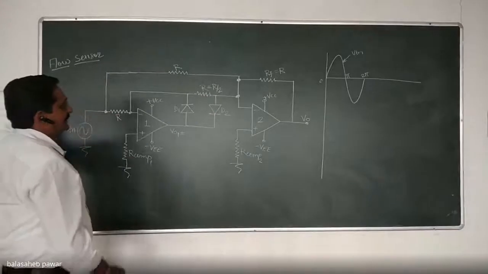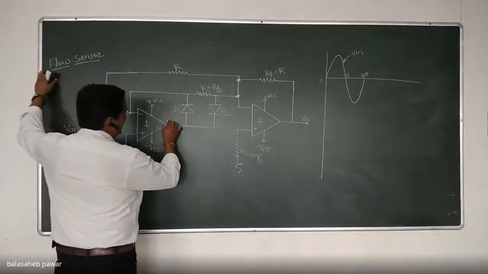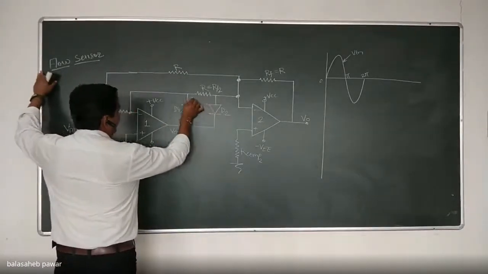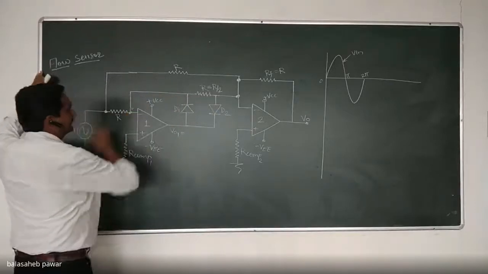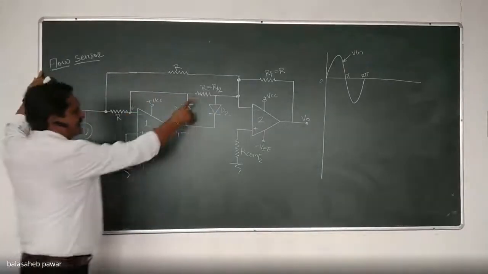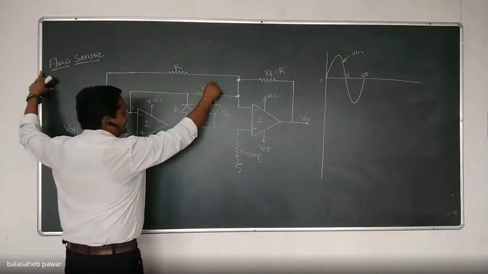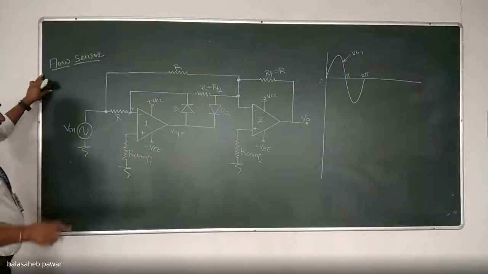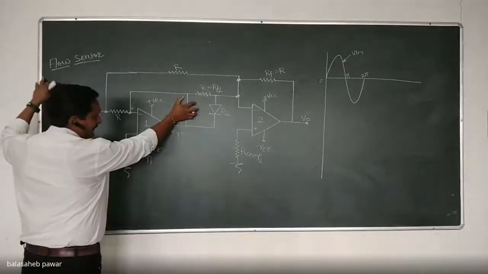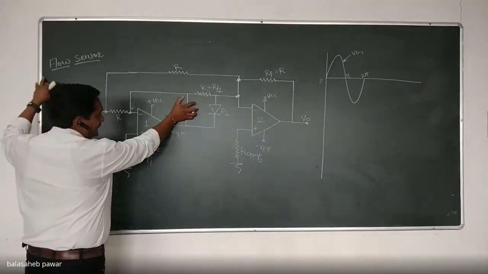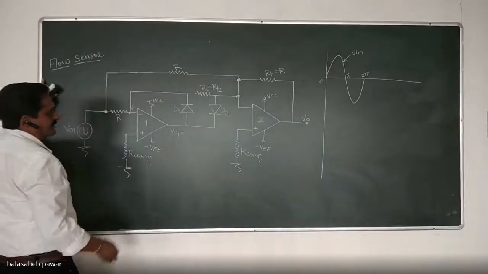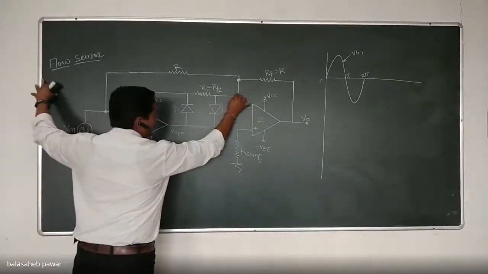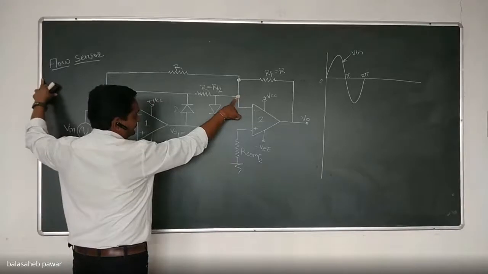So just imagine there will be a closed path like this, through this resistor, which I will call R by 2. Why it is R by 2? That also I will explain. The first op amp will act as an open circuit. Now, the question is, how much will be the output at this node over here?